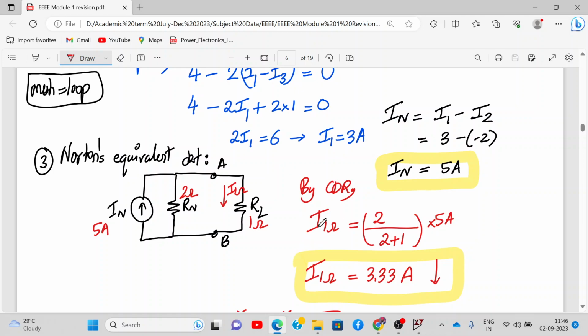You have understood how we have written I of 1 ohm, 2 divided by 2 plus 1 into 5? That is called the current division rule. Got it.